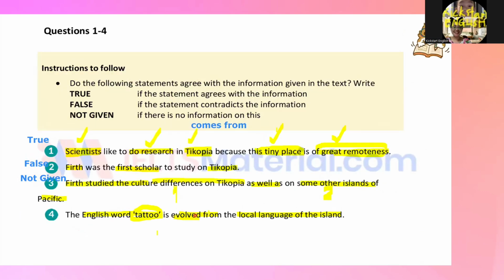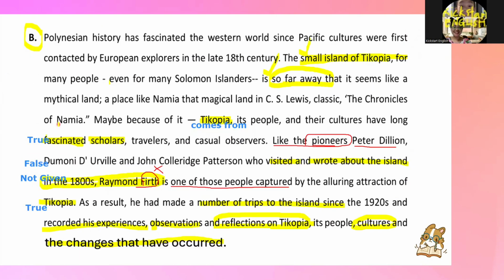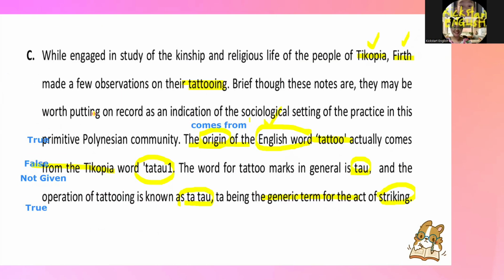Now let's go back to our sentence. The English word tattoo is evolved from the local language. When we say local language of the island, this is the word spoken by the island. So true, false, or not given? The correct answer is true. You are correct. So the local language for the word tattoo is the word tatau, which we can find in paragraph C. So tattoo comes from the local word tatau or tau.